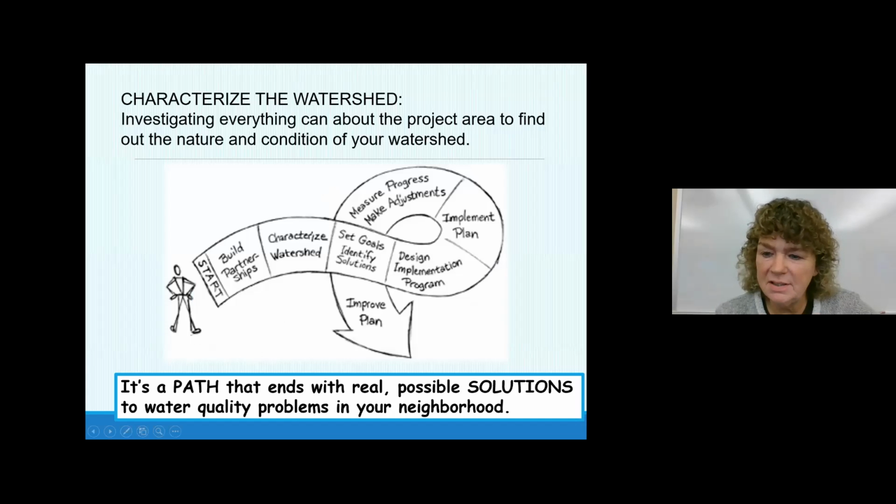You're going to look at both the condition of the watershed and the nature of the watershed. And we have to remember that the whole thing is a path, and so we're just in the first part of this path. The first thing we talked about a couple of weeks ago, or sessions ago, was building those partnerships and getting stakeholders involved. But today we're going to talk about characterizing this watershed, and hopefully it ends up with solutions that actually improve water quality.